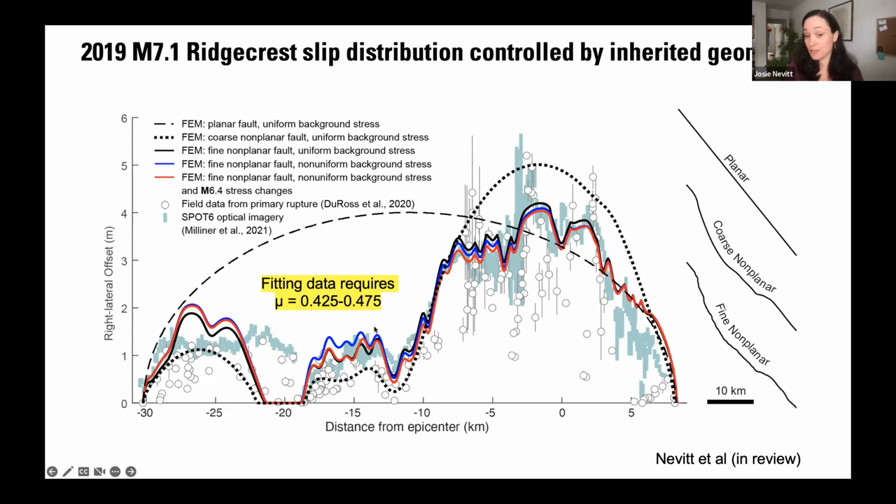Additionally, the models are very sensitive to the choice of friction, and fitting the data actually requires frictional values within the range that is consistent with those hydrothermal minerals. So for the next slide, we're going to focus way in at this site here from the maximum slip zone.